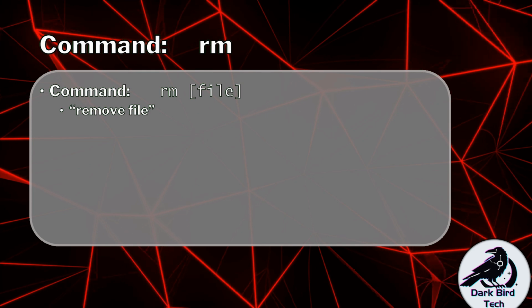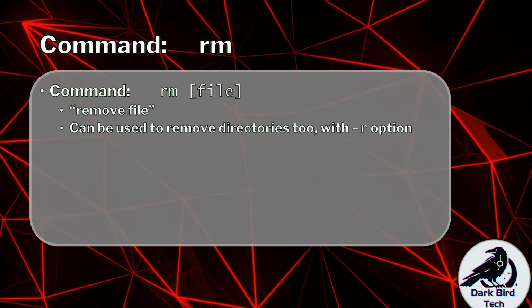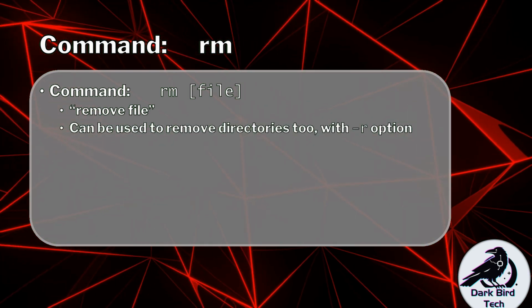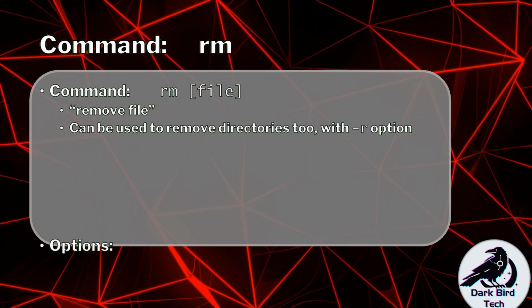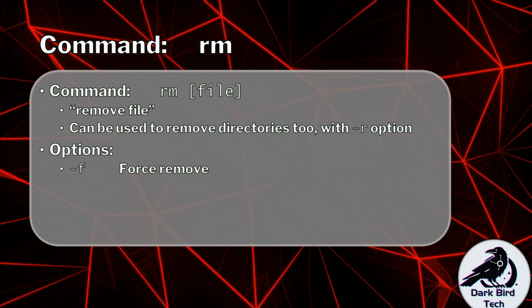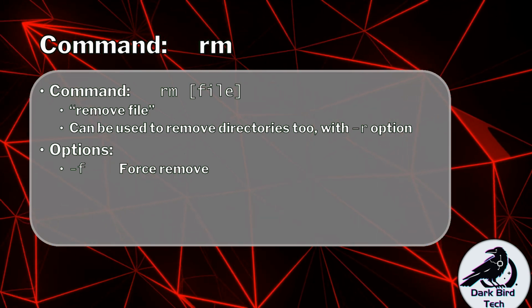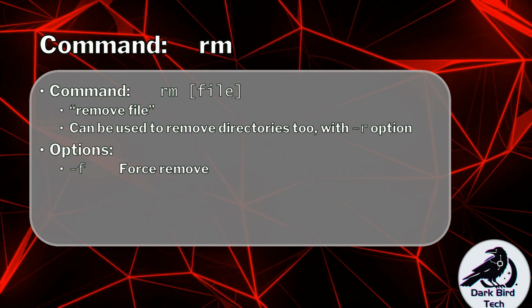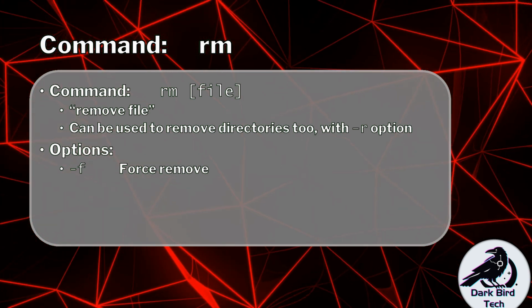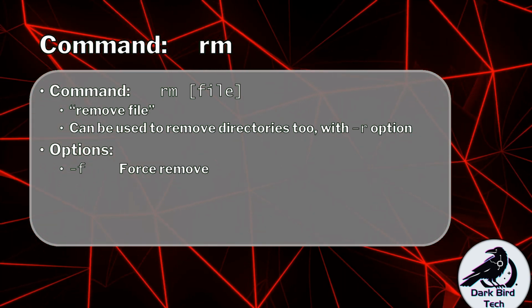So rm is short for remove file, but like we saw in the directory video, we can use it to remove directories as well with the -r option. So some of the major options you want to remember, you've got -f to force the removal. So instead of giving you a prompt to tell you this is a bad idea or throw an error, the f forces the removal operation.